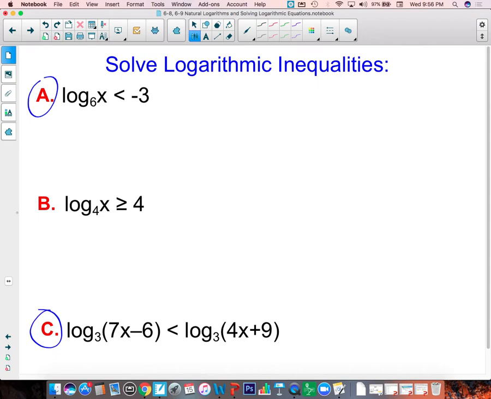Same way we've done before. Change this to an exponential. So 6 to the negative third less than x. Pretty quick and easy. All right, what's 6 to the negative third? Well, that's 1 over 216, so x must be greater than 1 over 216. I'm going to double check something quick here.